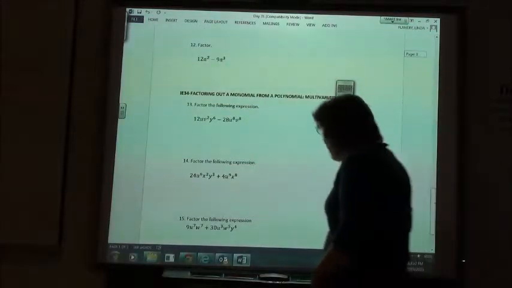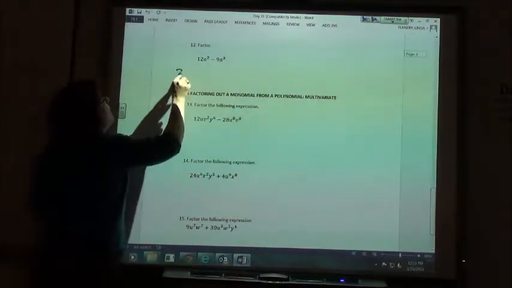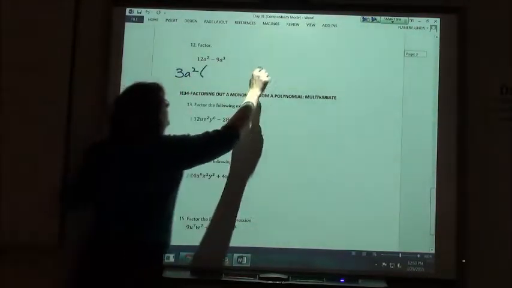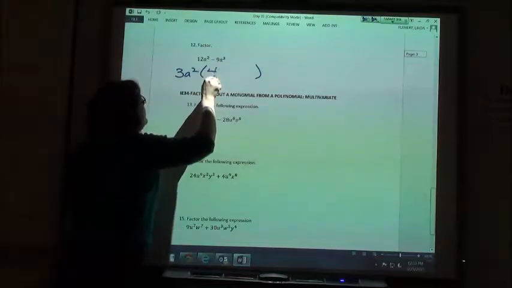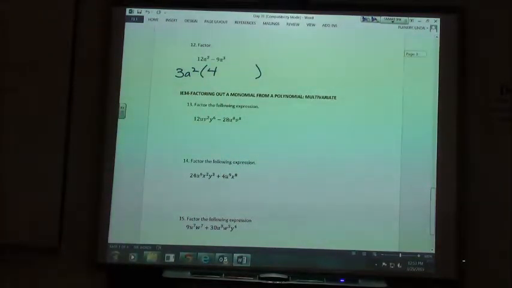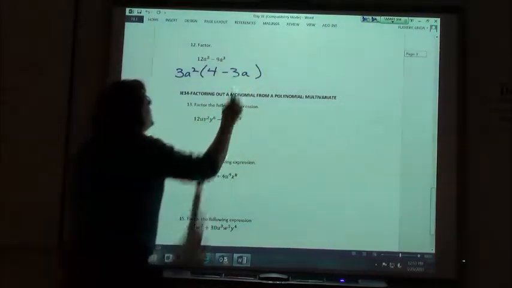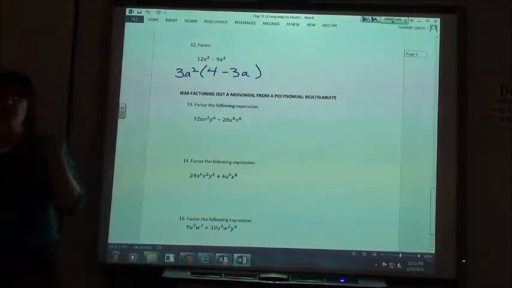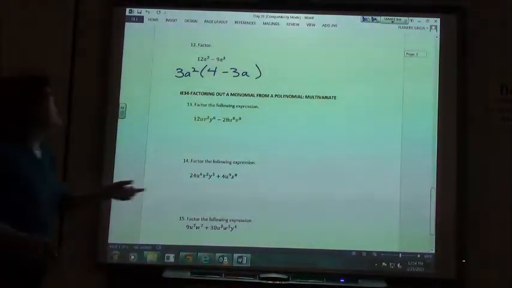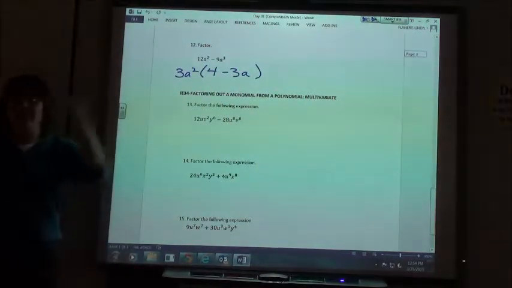So number 12, I want to factor that. My greatest common factor is 3a squared. So when I divide out my 3a squared, 12a squared divided by 3a squared is just a 4. And negative 9a cubed divided by 3a squared would be negative 3a. By the way, when you have this, you want to make sure you don't have anything left in common. In case you didn't get the greatest common factor out, if you looked and said this was 4 minus 8a, you'd say, oh, those are both divisible by 2. I should have taken out a bigger number.